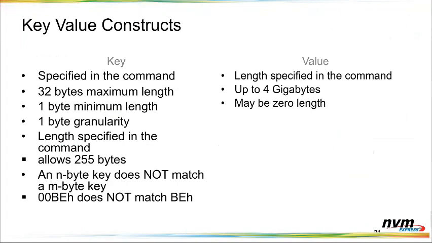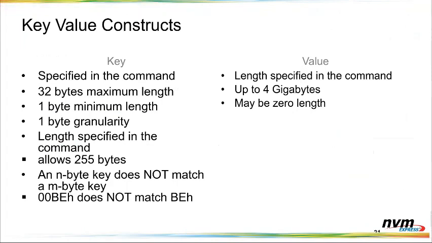The length field that is specified allows 255 bytes, while the command itself only supports 32. This is for future extensibility. So an N-byte key does not match an M-byte key. And what we mean by that is if you have a key that is 00 Baker Echo, that does not match a key that is just Baker Echo. Or in other words, if you have said, I have a 2-byte key, that cannot possibly match to a 1-byte key.